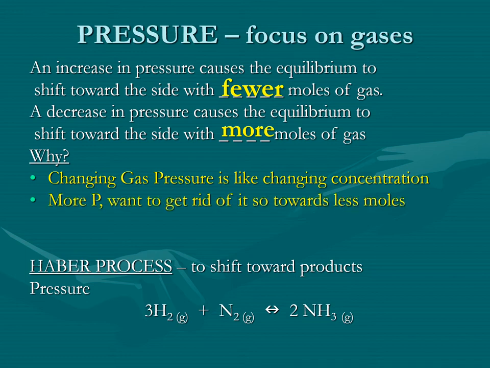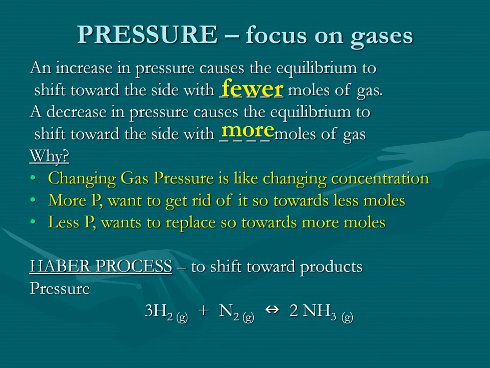So, if I have more pressure, that's a higher concentration, it wants to get rid of that extra stress. So it's going to shift to where there would be fewer particles, fewer molecules in the same amount of area. So it'll shift toward the fewer moles of gas. On the other hand, if I decrease the pressure, now it's like there are fewer molecules in the same amount of area, like it decreased the concentration. So if there's less pressure, it wants to replace those molecules. So it's going to shift towards more moles.